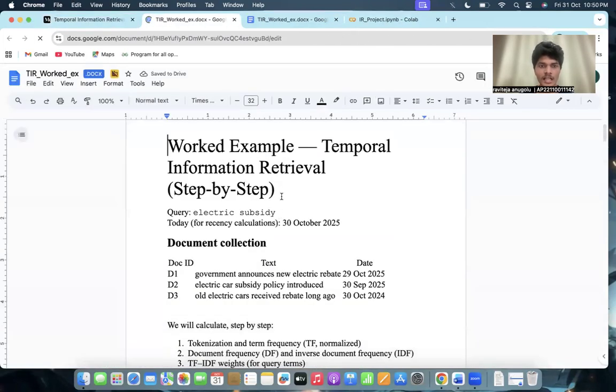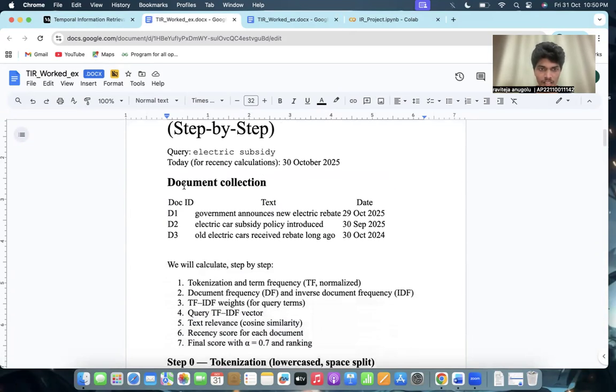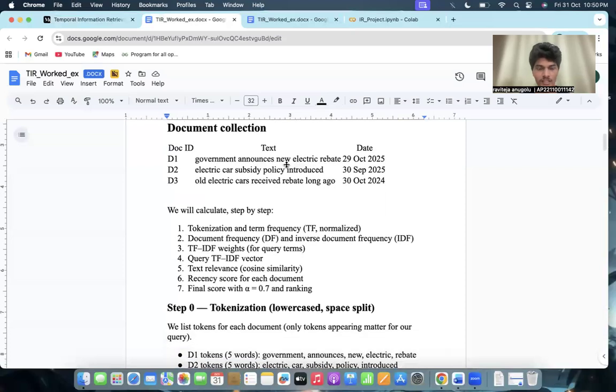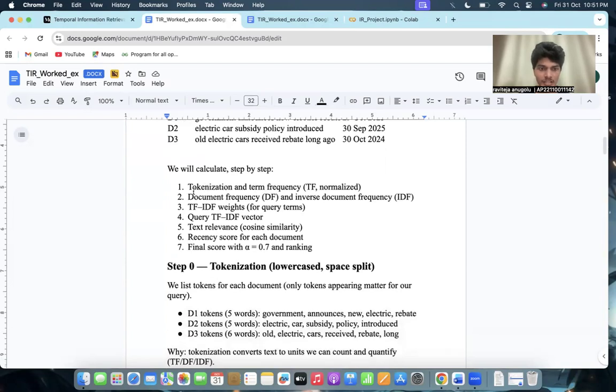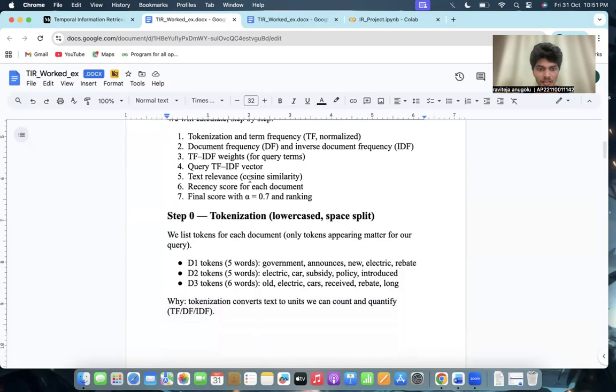This is the worked example for the temporal information retrieval system. Here we have the document collection with document IDs D1, D2, and D3 with the text provided here and the date on which the text was generated. We will calculate step by step. These are all the important steps mainly used in the TIR, that is temporal information retrieval.